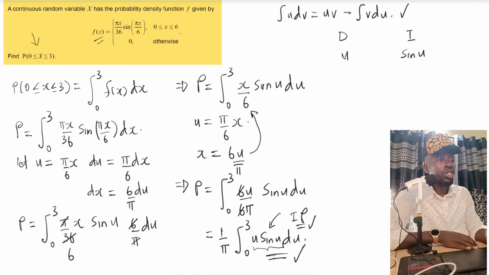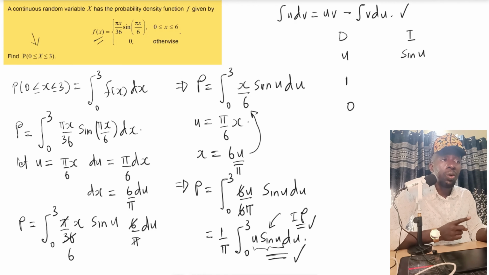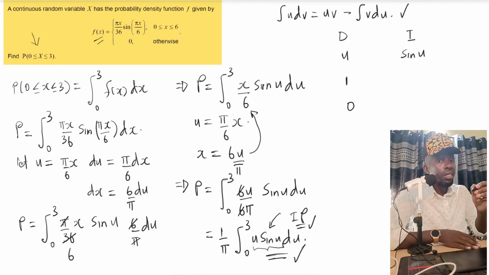If you differentiate u, you are getting 1. If you differentiate 1, you are getting 0. So this is the condition which will enable you to use the diagonalization technique of the integration by parts. If one part cannot be differentiated to 0, simply you can't use the IBP method. So upon that reflection, now I'm integrating.